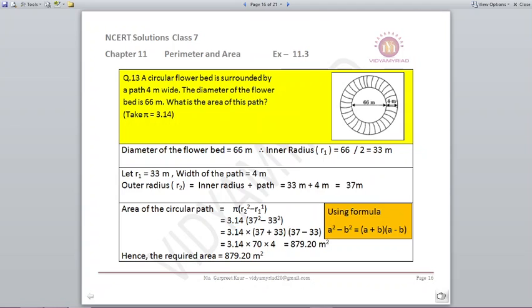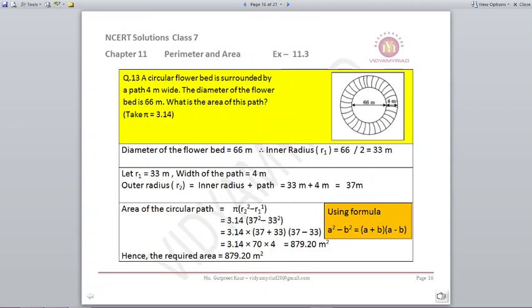Let it be radius 1 or R1. And the width of the path is given to us as 4 meters. So if I want to know the outer radius, that is R2, that will be your inner radius plus the path, that is 33 plus 4, which is equal to 37 meters. Now let us find out the area of the circular path.